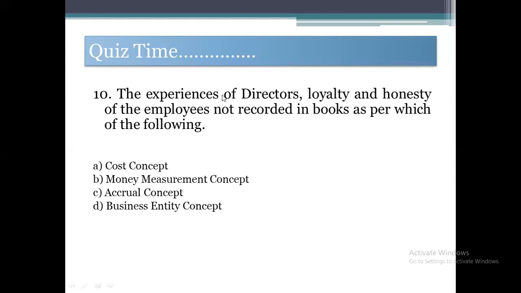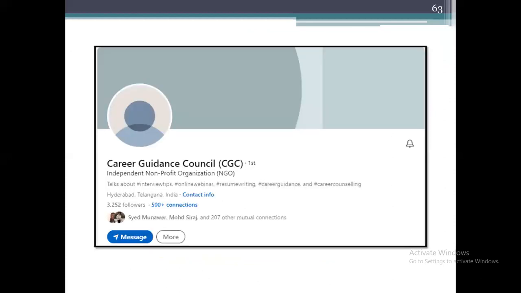See, the question is directors' experiences. My directors have a lot of experience. They are very well known in the market. My employees are very loyal to me and they are very honest, right? But I can't record all such things. As per which concept? The answer is money measurement concept, right? Because as per money measurement concept, I have to record only transactions which are expressed in money terms. This experience, loyalty, and all such things will not be converted into money, right? So as per this concept, we will not record that.